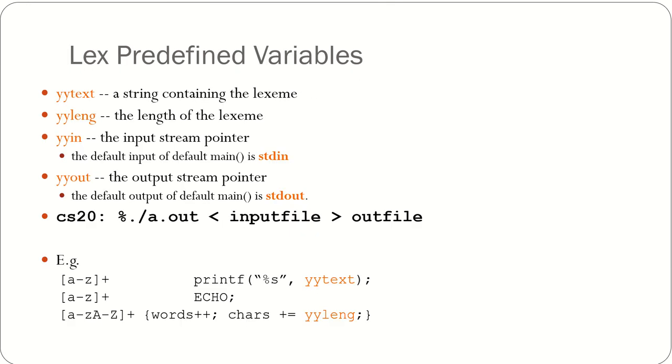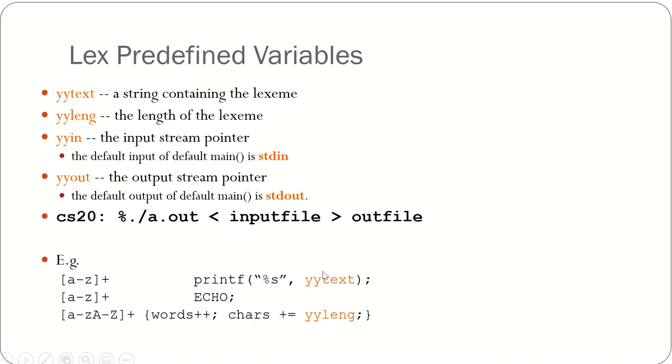There are Lex predefined variables which you can use, like yytext, yyleng, yyin and yyout. yytext holds a string containing the lexeme. yyleng gives you the length of the lexeme. yyin points to the input stream. By default, it is pointing to standard input, but if you want to read input from a file, you can set yyin to a file pointer. yyout: if you want to write output into a file, you can set it to a file. Otherwise, by default, output will be written to standard output.